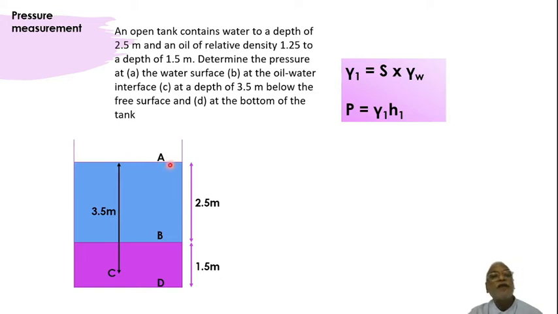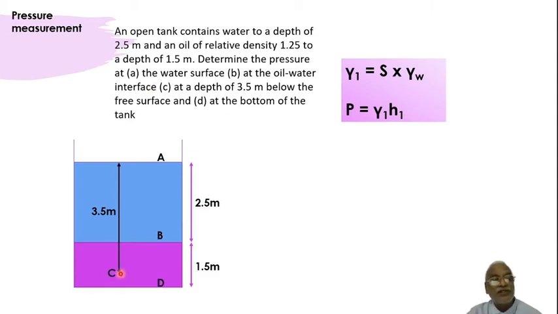Okay. Now at the oil interface, in the sense point B, means at a depth 2.5 meters below, I use P is equal to gamma H. Here it is gamma 1 H1. Gamma 1 is water, 9.81 kilonewton per meter cube. Height is 2.5 meters. So we'll be getting PB, the pressure at point B.